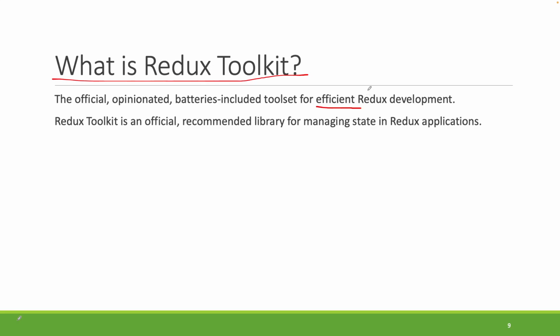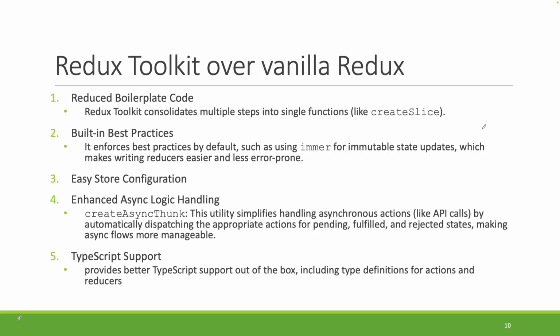Because without Redux Toolkit, if we use Redux only, we have lots of boilerplate code like action creators, constants, reducers. Okay, you have lots of boilerplate code, and with Redux Toolkit, it provides a way for us to write efficient Redux development. Okay, it's a recommended library for managing state in Redux applications. We'll talk about it later. And the Redux Toolkit over vanilla Redux is reduce boilerplate code, like for those constants, action creator, reducers.